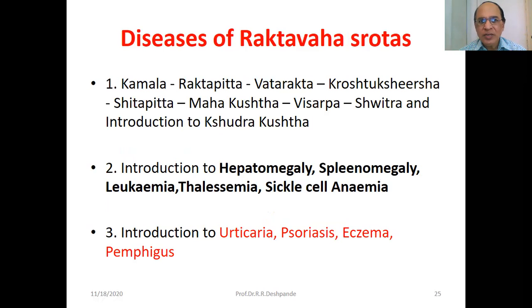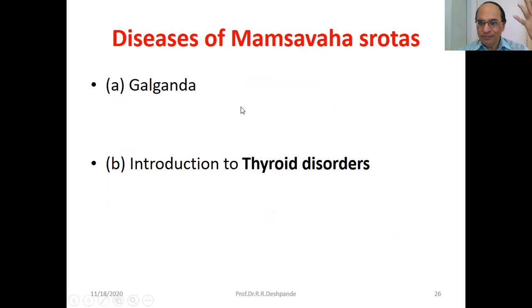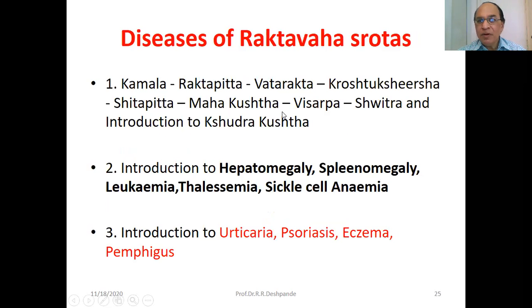Diseases of Rakta: Kamala, jaundice, Rakta Pitta, bleeding disorders, Vata Rakta, gout, and also osteoarthritis, Krishtuka Shirsha, tuberculosis, knee joint infection, Shita Pitta, urticaria, Mahakushta. I'm sorry, Visarpa, erysipelas, Shvitra, white patches on the skin, leukoderma, and introduction to the Kshudrakushta. Next, introduction to hepatomegaly, liver enlargement, splenomegaly due to leukemia, blood cancer, leukemia, thalassemia, sickle cell anemia.